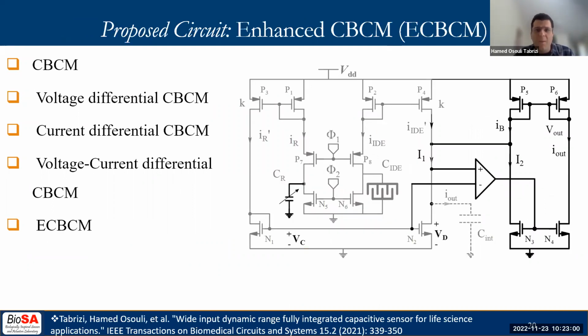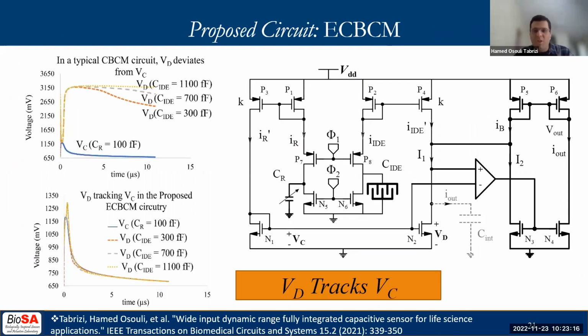This is a complete schematic of the proposed circuit that we have called enhanced CBCM, or eCBCM in short. The circuit shown in gray is the current differential circuit without the integrating capacitor. The question now is, how does this proposed circuit increase the dynamic range? It does so by increasing the linearity for a wider range of input. The key point has been eliminating the integrating capacitor.